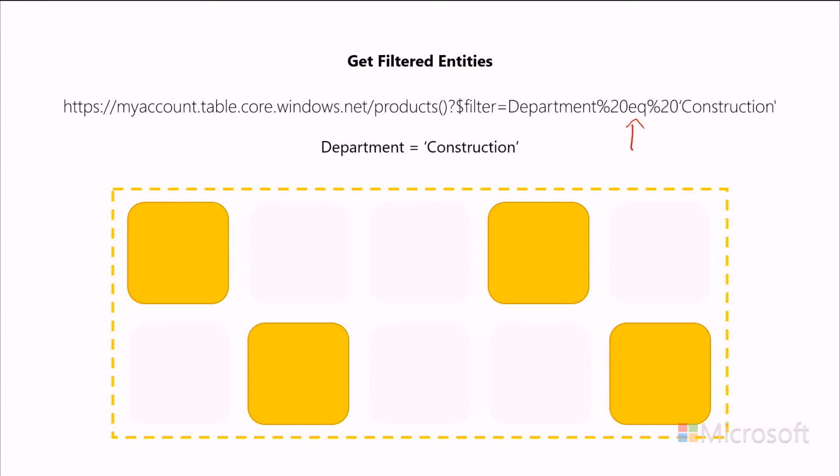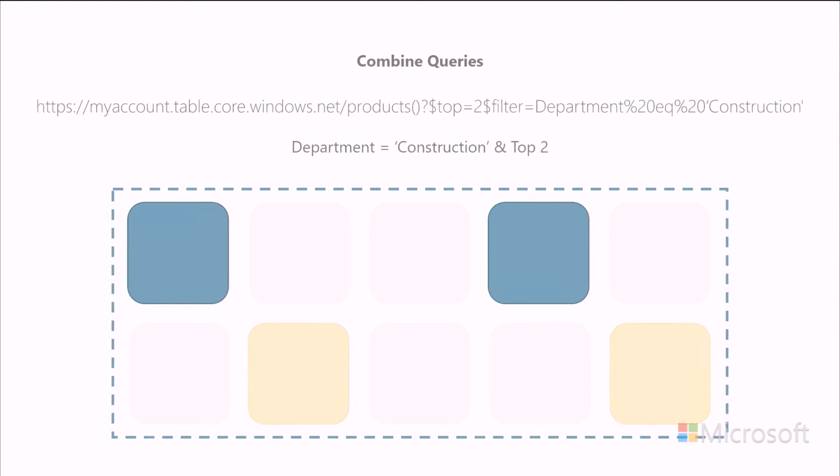So here we have department, EQ, construction. Notice the single parentheses here for telling OData that this is a string. And again, you'll get a filtered result set. Now you can combine different queries together. So here we used our department EQ construction query again, but we only want the top 2 results from that result set. So we might say, we can filter on one parameter and then combine other OData query parameters.